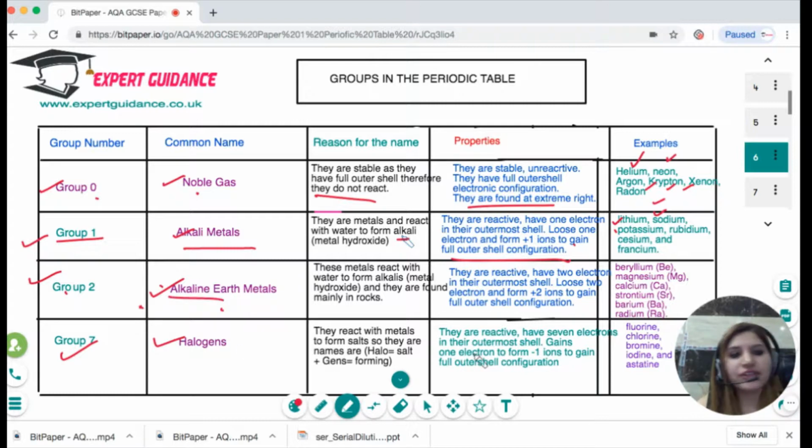Alkaline, the reason is the same. They also react with water to form metal hydroxide. But why do we call them earth metals? Because they're majorly found in rocks. And again, they have properties like the alkali metals.